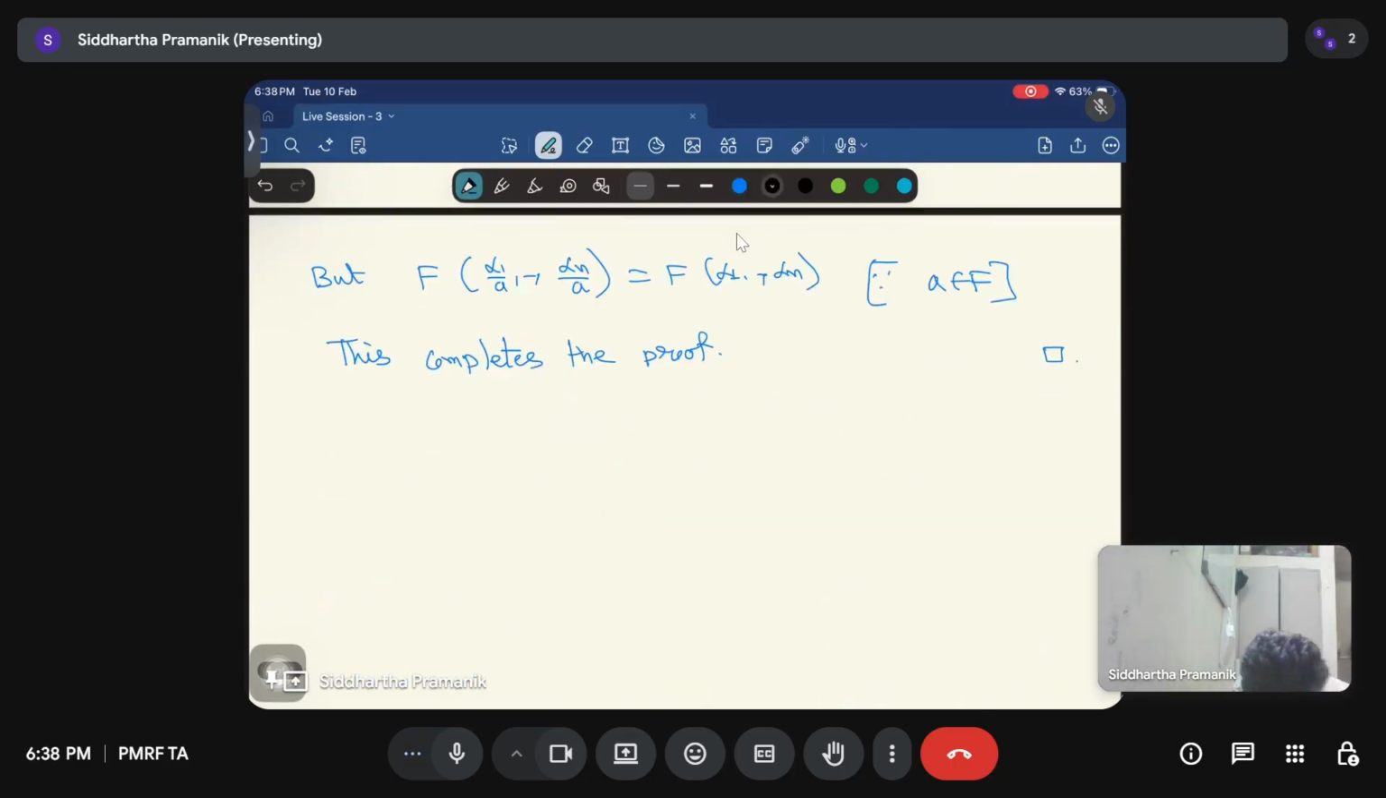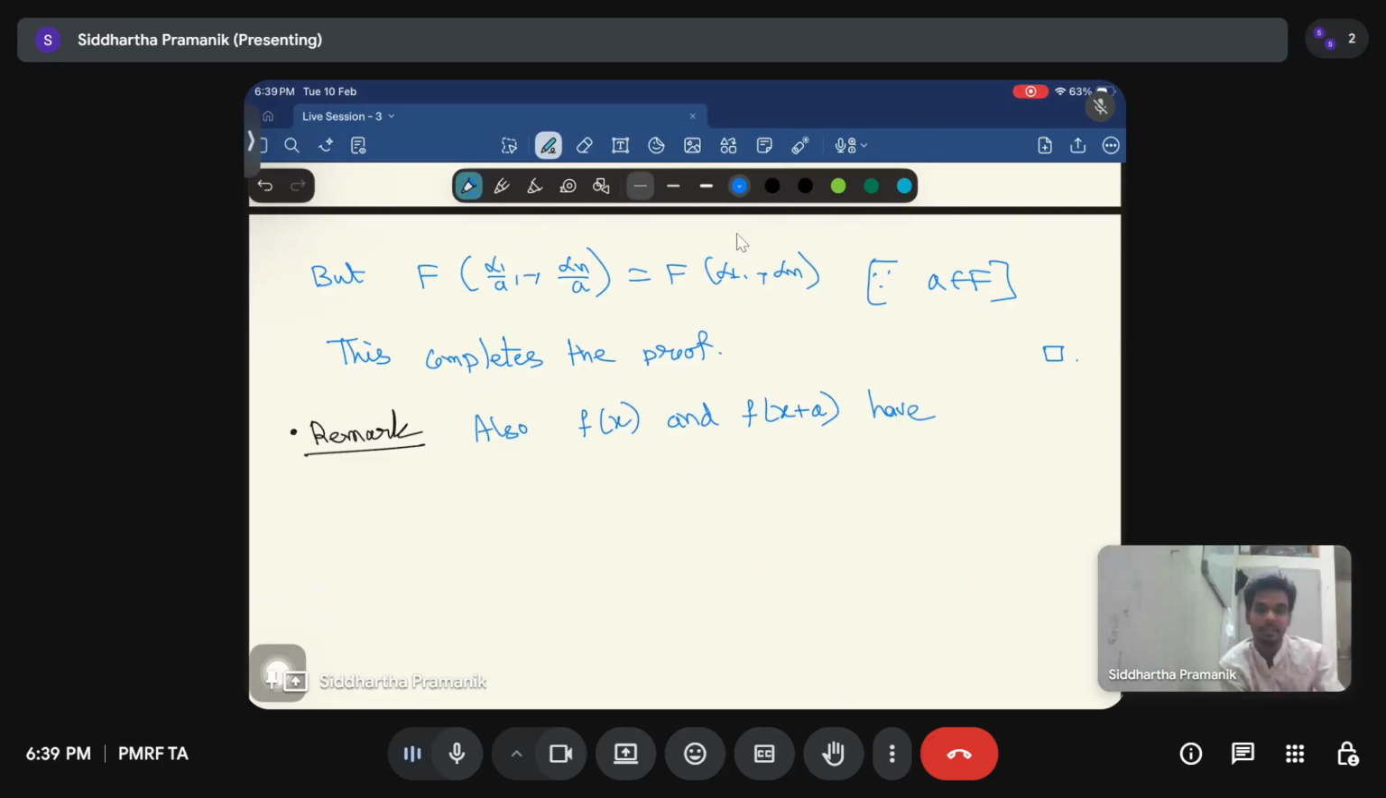and if we observe the proof, then we can have a similar type of result like this. So again, let F be a field. Okay, let me not write it as a different problem. I will just write it as a remark. Also, f(x) and f(x+a), these two polynomials also have the same splitting field over the base field F.